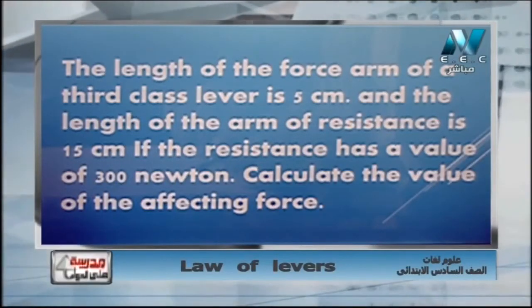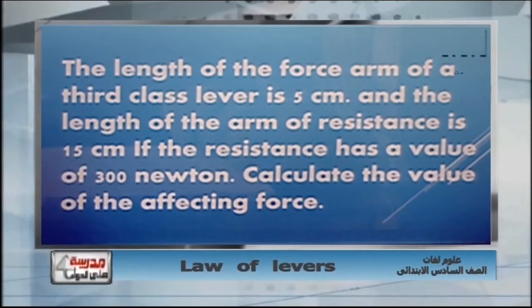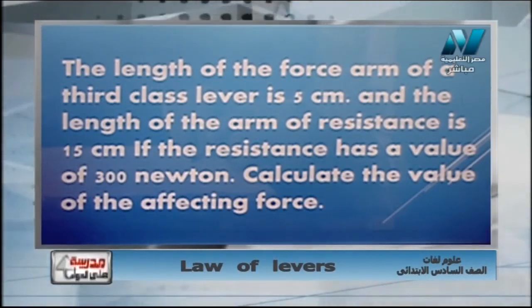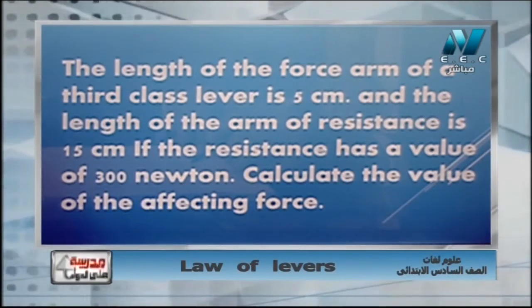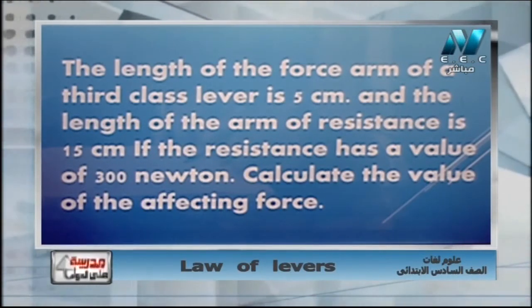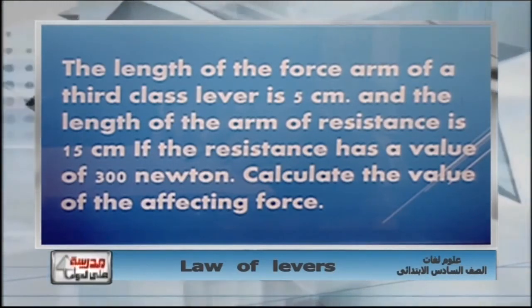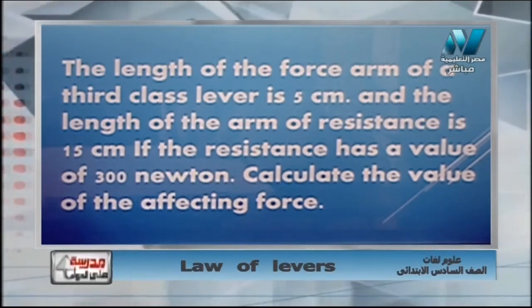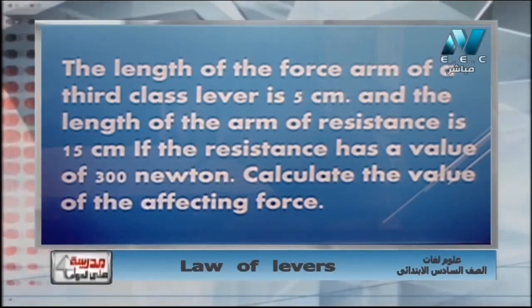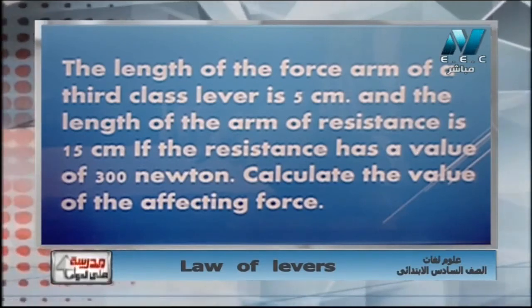Now let's go to this problem. The length of the force arm of a third class lever is 5 centimeter. First given is force arm, F.A. is 5 centimeter. And the length of the arm of resistance is 15 centimeter, so resistance arm is 15 centimeter. If the resistance has a value of 300 Newton, the third given is the value of resistance, R equals 300 Newton. Calculate the value of the affecting force.